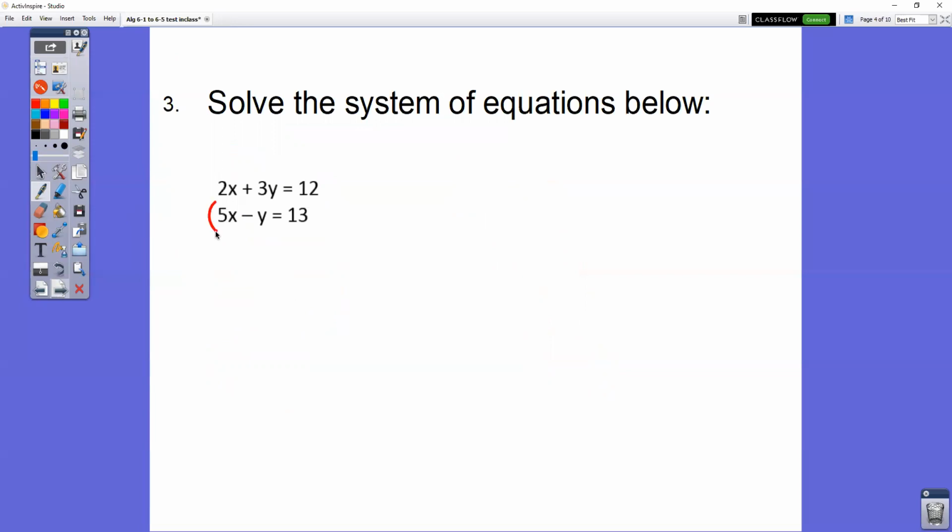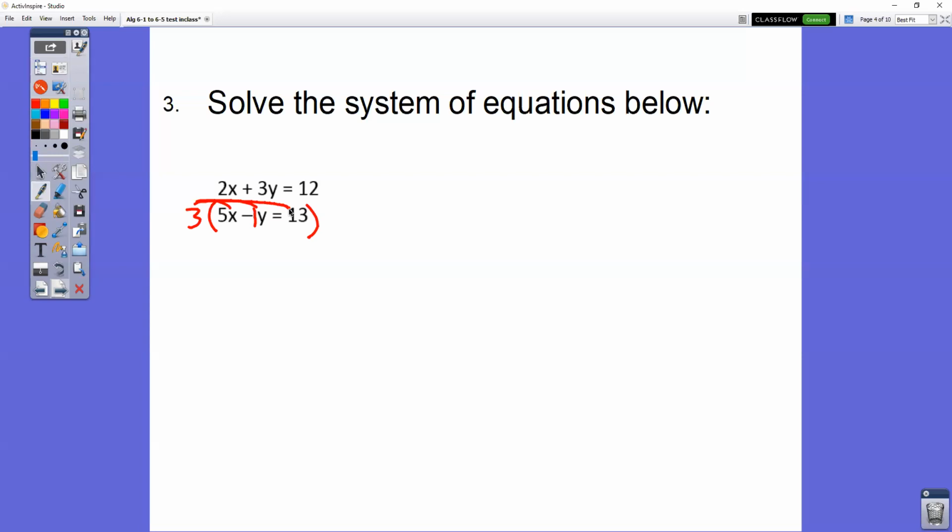So what I would do for this one is I would create opposites with my y's. I have a 3y and a negative 1y. To make the opposite of 3, the opposite of 3 is negative 3. So to create a negative 3 down here, I need to multiply that entire bottom equation, distribute, distribute, distribute, with a 3, because I'm trying to create a 3y and a negative 3y. The biggest single mistake that people make is forgetting to distribute all 3 times, especially with that last number.